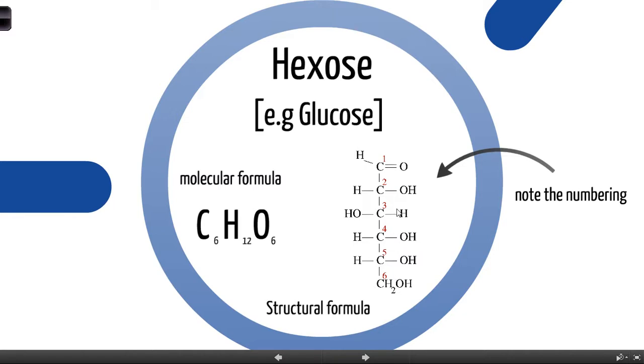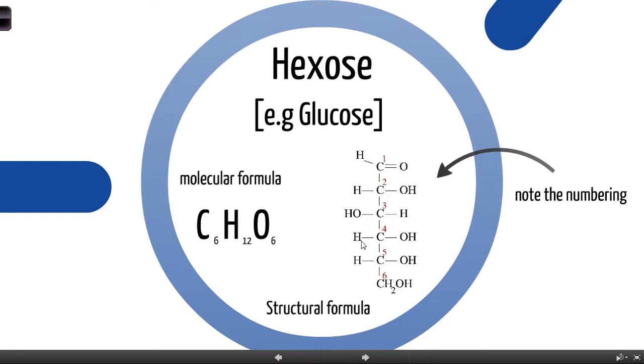Now note the numbering. We can number the carbons starting at oxygen. I like to think of this oxygen with the double bond here as 0. And then carbon number 1, 2, 3, 4, 5, and 6 down the bottom. The first carbon has just the double bond O, but all the others basically have an OH group on either side and a hydrogen on the other side. So all the others have an OH and a hydrogen.